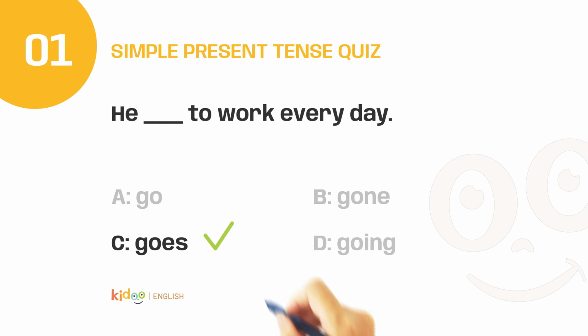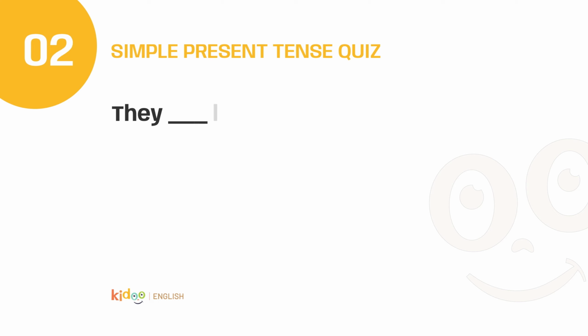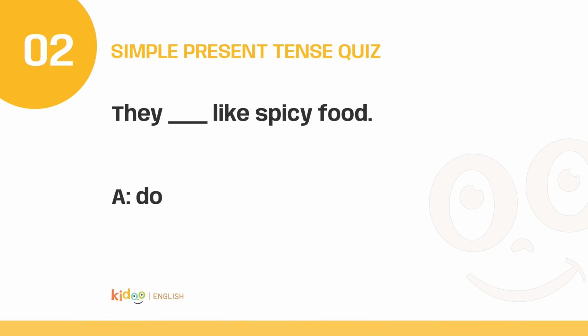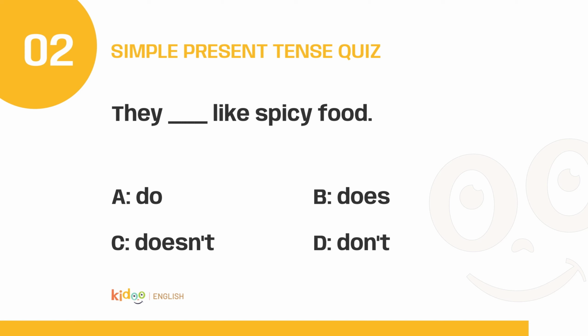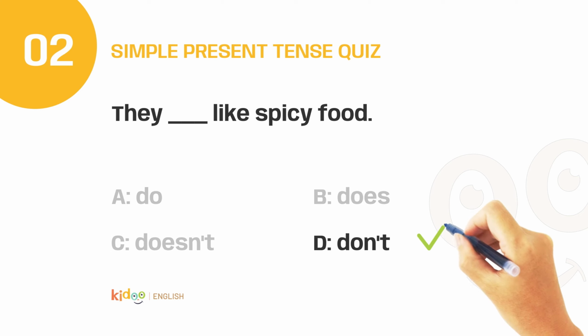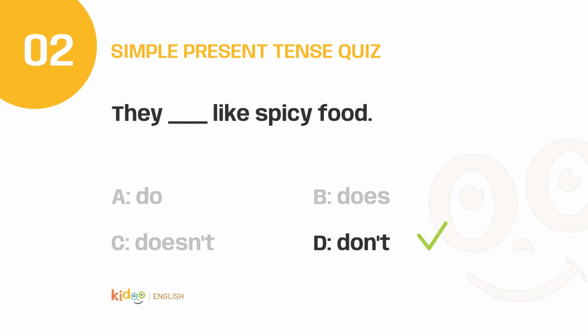He goes to work every day. He is singular, so the verb go takes s to become goes. They don't like spicy food. They is plural, so it uses don't for negation.